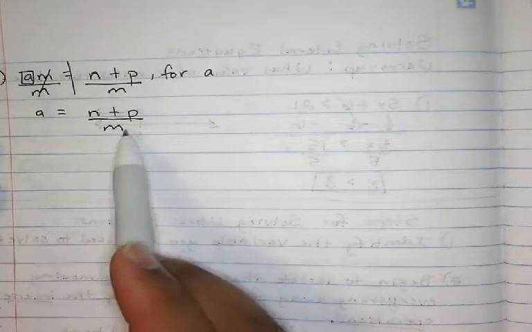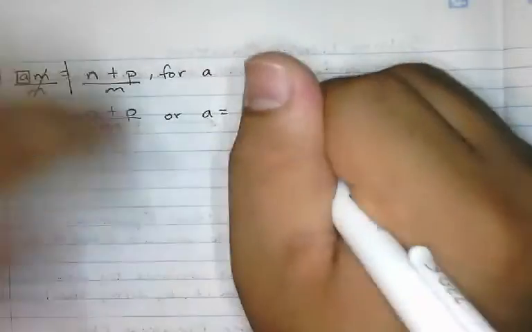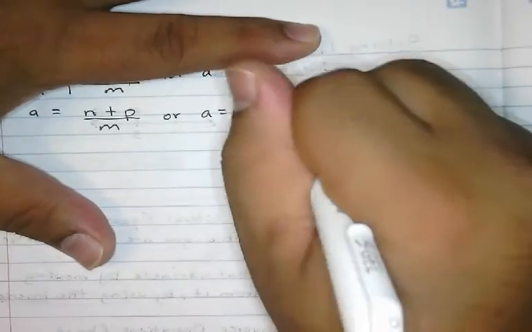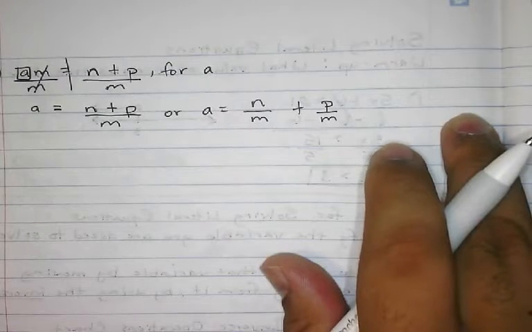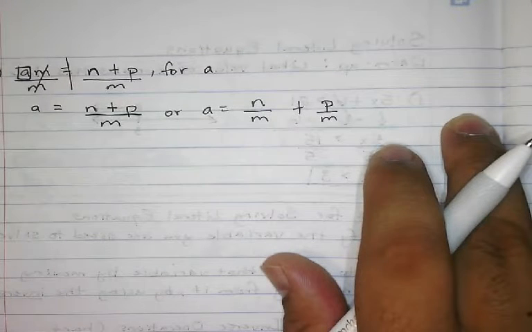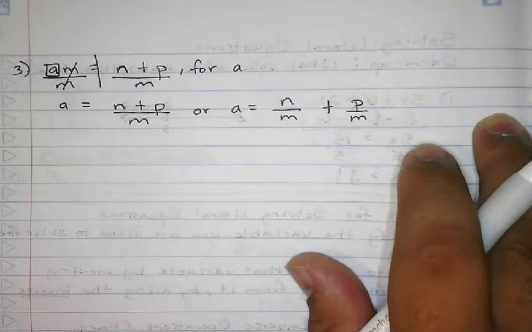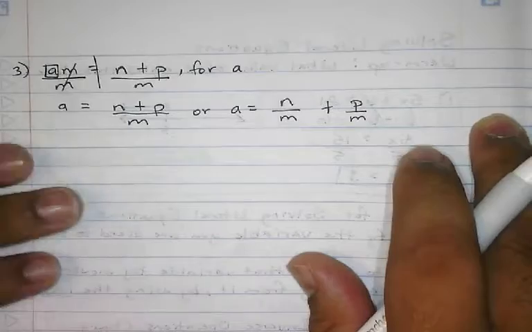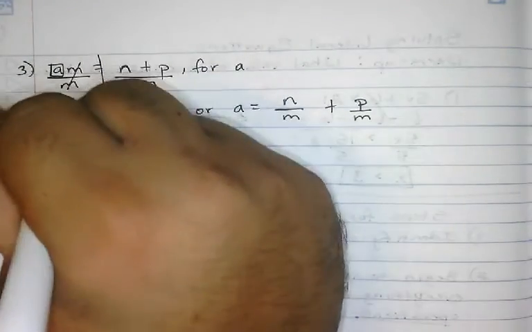On your test and stuff, the answer choice would look just like this. Or we can write it like this. I'm going to write both ways so you can see it. A equals N divided by M plus P divided by M. It's the same thing, they just broke it up. So you can see it either way. So this whole thing is correct.